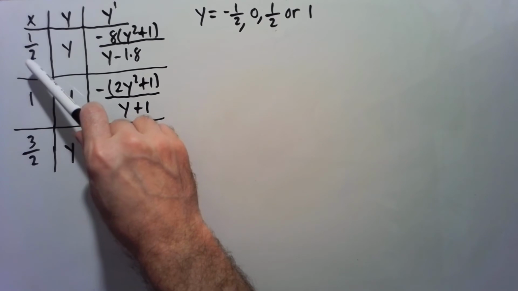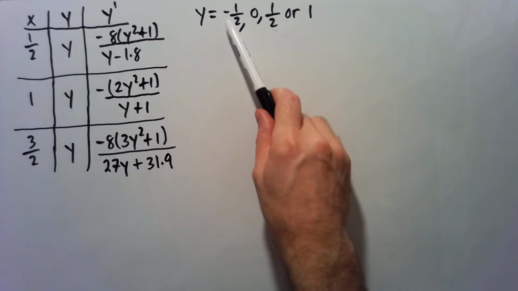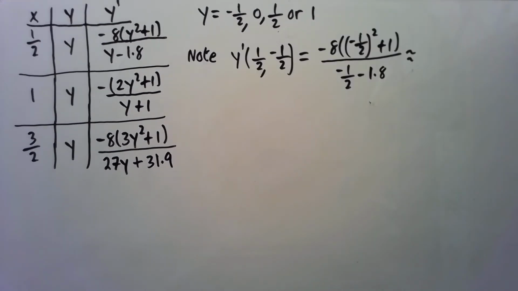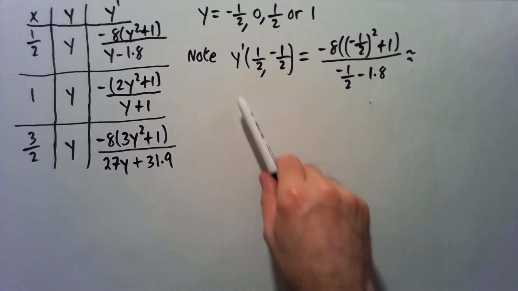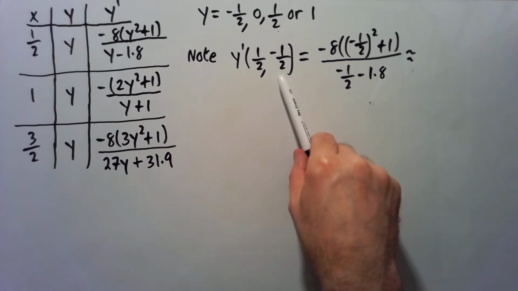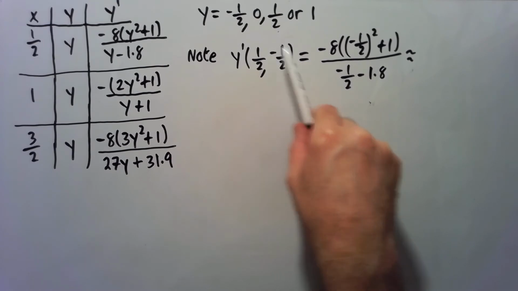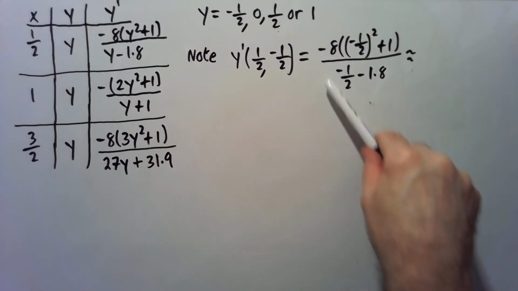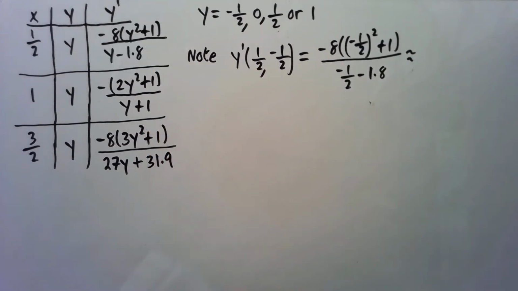So let's do the one with -1/2 first. Let's look at y prime of 1/2, -1/2. So pretty much you're putting -1/2 in place of y in this one over here. And when you do that, you get this. And working that out, you should get roughly 4.35.